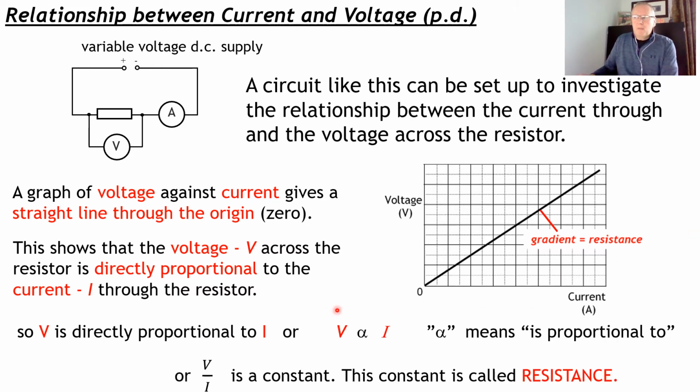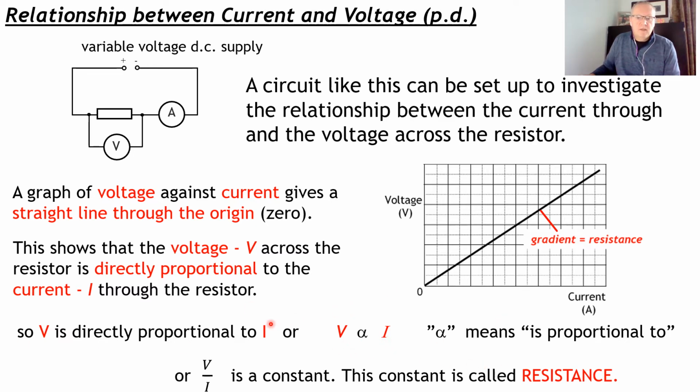So mathematically, we can write that as a mathematical statement rather than in words. V is directly proportional to I, that's what we've just said there. We can write that in symbol form by saying V, and then that symbol, the Greek letter alpha, means "is proportional to". So V is proportional to I.